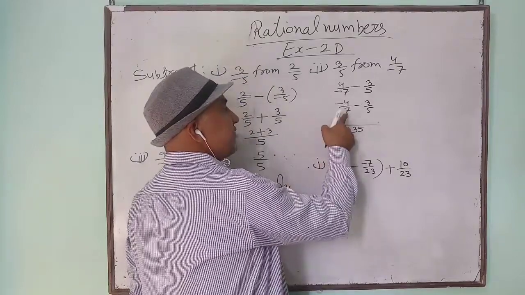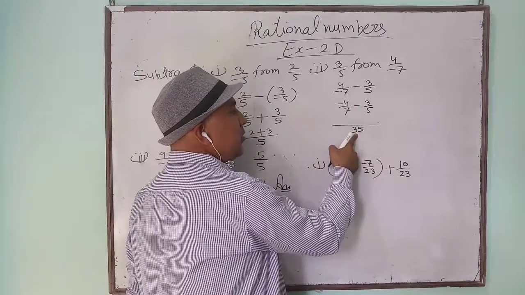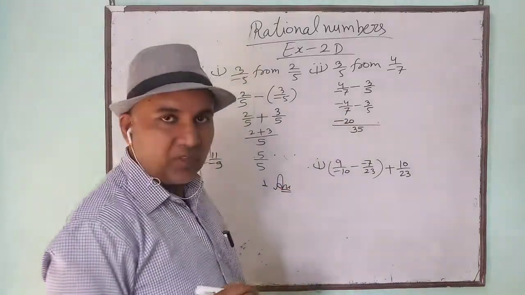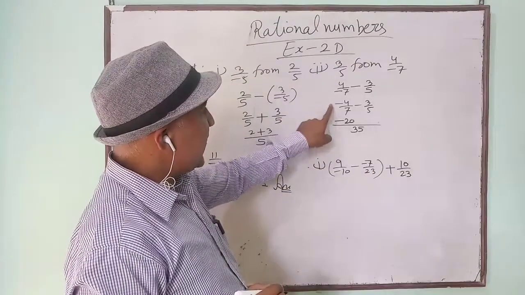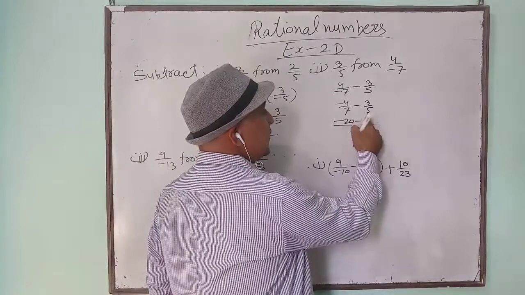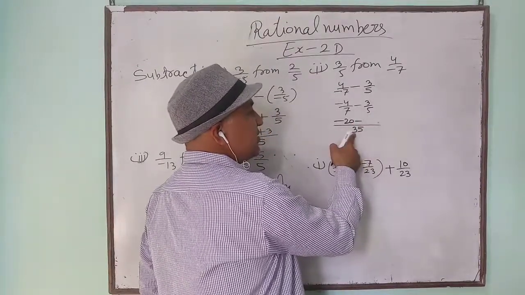Now LCM is divided by denominator. 7 dividing 35 coming 4. Minus 4 is multiplied by 5, then it will become minus 20. Now put this minus sign here. 5 dividing 35 coming 7. 5 into 7 is 35.